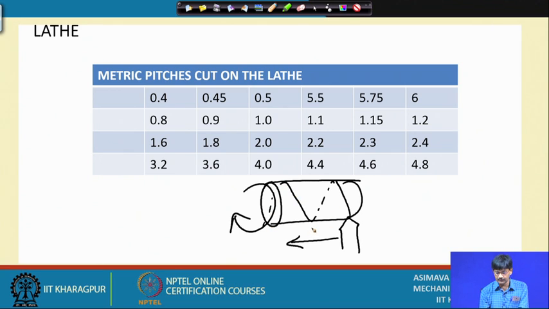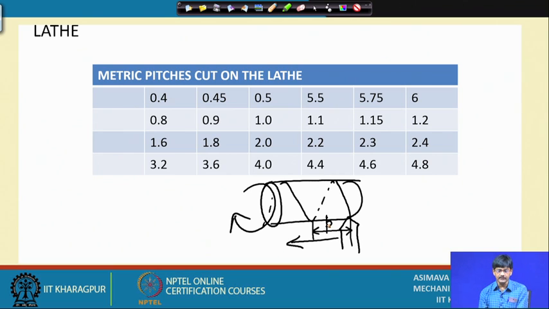How is this helix defined on the job? Per rotation it will be undergoing this movement. And what is this movement? For single start threads we can directly say this is equal to pitch. So, we write pitch. Is pitch given? Yes. When we are asking an operator to cut a thread, we will be specifying the thread, and from that specification the pitch of the thread will be available.